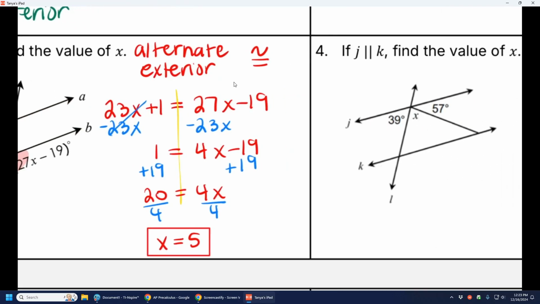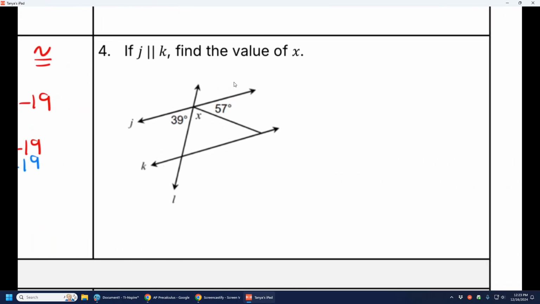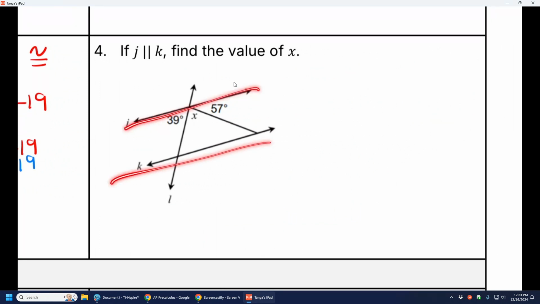Okay, and then number 4, if J is parallel to K, so J and K are parallel, find the value of X. So with these, there's a few things that you can do to solve these. What I just did now is I looked at the intersection. So vertical angles are always going to be congruent. This would also be 39.